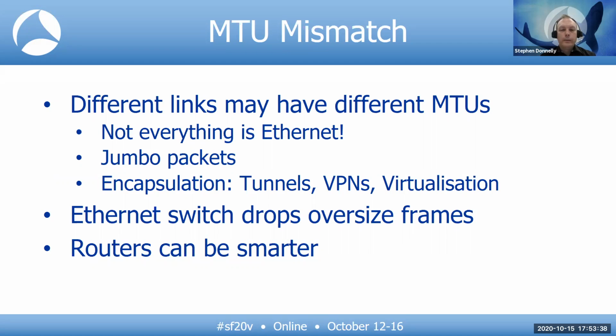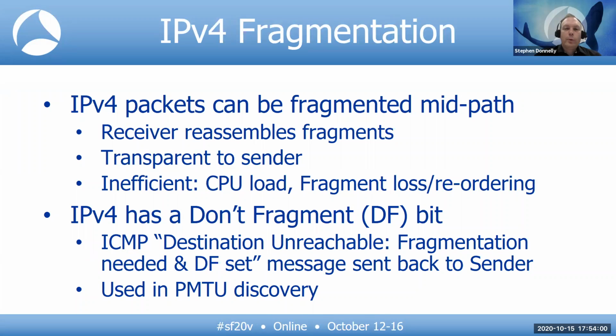Now, if an Ethernet switch receives an oversized frame, it can't do anything with it, as we said earlier. It just has to drop the packet. Whereas an IP router can be a bit smarter. So rather than just dropping the packet, it can signal back to the source that there's a problem. So, IPv4 fragmentation.